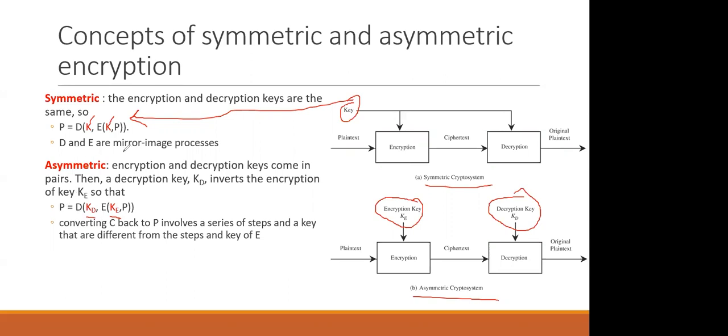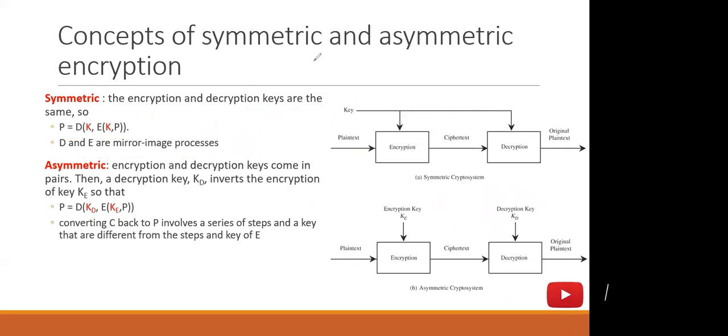So the E and D are mirror images, right? Encryption and decryption keys come in pairs. Then a decryption key KD inverts the encryption of the KE so that converting C back to P involves a series of steps and keys that are different from the steps and keys of the E, right? So this is the main difference.